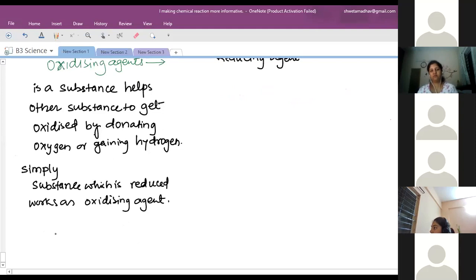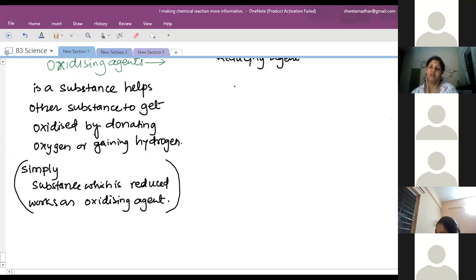Ma'am, do we continue with the definition? Yeah, this is for your understanding purpose, so that you can understand easily and find the substances easily.